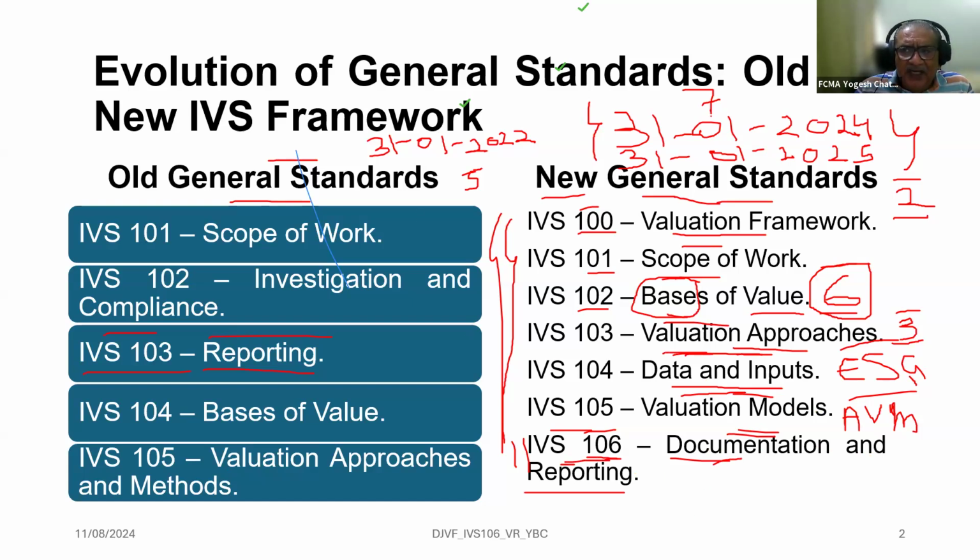Now, talking about the asset standards. As we all are aware, there is no major change in the asset standards. They have remained eight only. As per the old version we had eight asset standards, and as per the new we also have eight. These are between IVS 200 and IVS 500. But there is a change in IVS 300, which is on plant and equipment. Earlier it was plant and equipment, but now it is plant, equipment, and infrastructure.